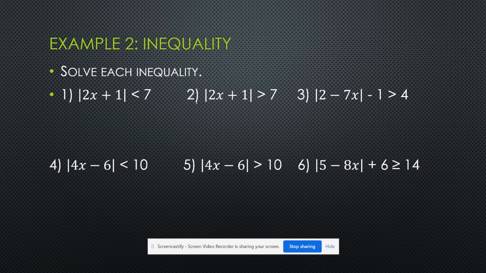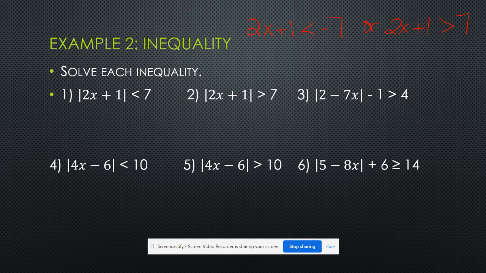Number 2. This is greater than 7. So this is a type 3. This is going to be an OR problem. We would write this 2x plus 1 is less than -7. So remember, when we multiply by a negative, the direction of our inequality changes, and that's basically what we're doing here. We made this -7 because -7 is one of our two values that are 7 units away from 0. And then we have the 2x plus 1 is greater than 7 as our other part.